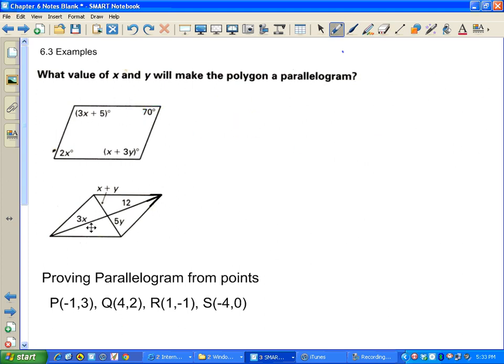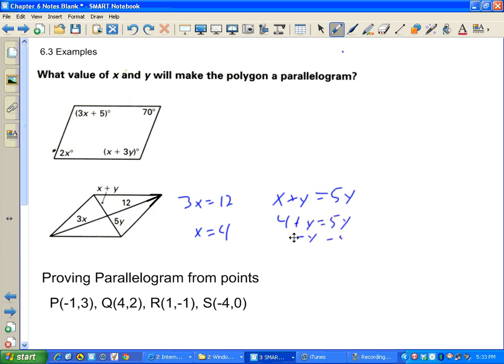Let's look at the next one here. In order for this shape to be a parallelogram, I need these diagonals to bisect each other. So that means I need 3x to equal 12. I need x plus y to equal 5y. This one I can solve first. So x is 4, which means I can put 4 in here.